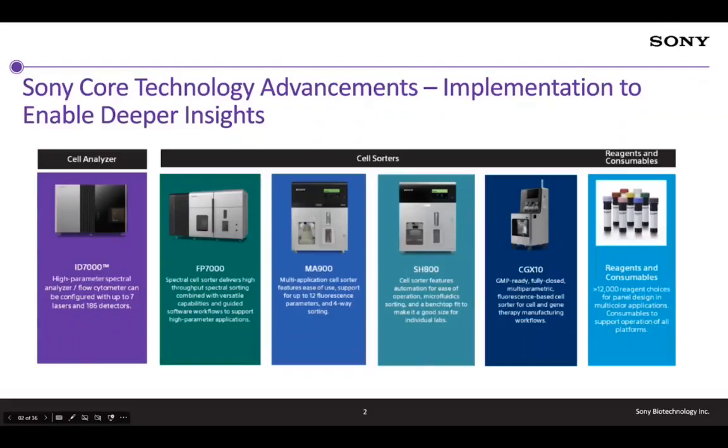We also have our MA and SH platforms. The SH is the first one we came out with. It has an automated calibration and really easy guided workflows to help you through your sorting. It's up to 6 colors. And then the MA is the same software, same layout, but you can use up to 12 colors in your panels and 4-way sorting into your 5mm FACS tubes. We also have the CGX10. It's GMP ready at the 3 levels of instrument, software, and consumables. And it's a fully closed microfluidic sorter for cell and gene therapy manufacturing workflows. We also have reagents, our antibodies, over 12,000 reagent choices, and consumables to support all of these platforms.